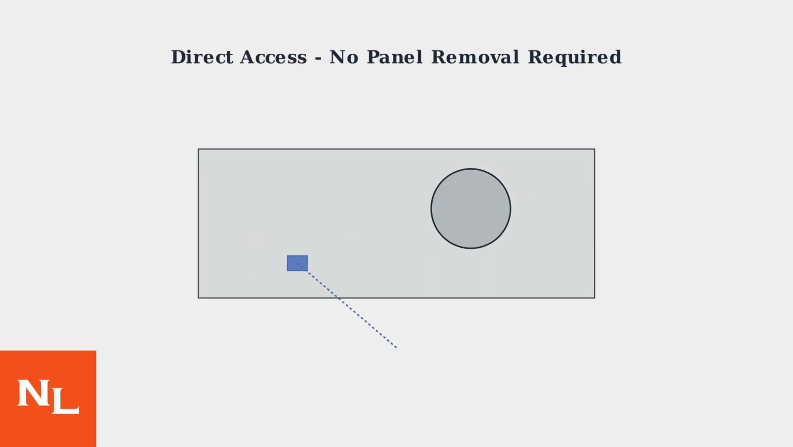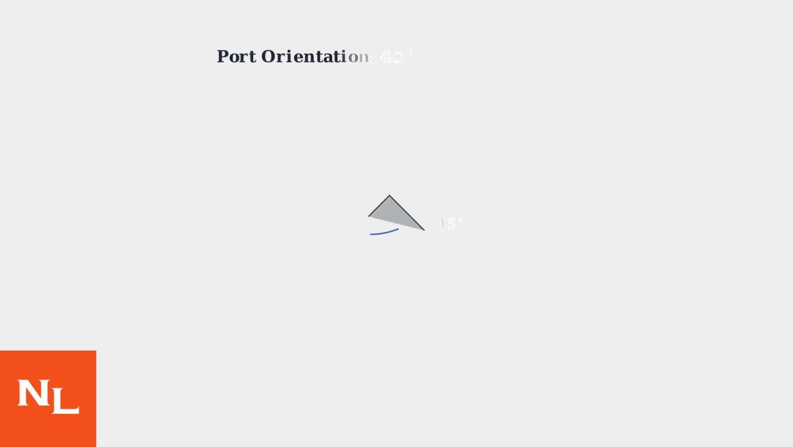One of the key advantages of this location is direct line-of-sight access. You don't need to remove any dashboard panels or covers to reach the port, making it extremely convenient for both professional technicians and vehicle owners. The port faces downward at approximately a 45-degree angle. This angled orientation makes it easy to connect diagnostic tools while providing a secure connection that won't accidentally disconnect during use.